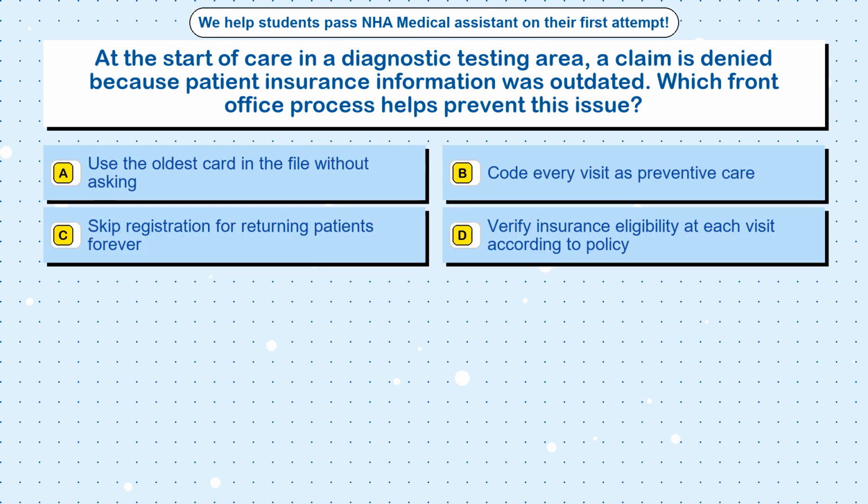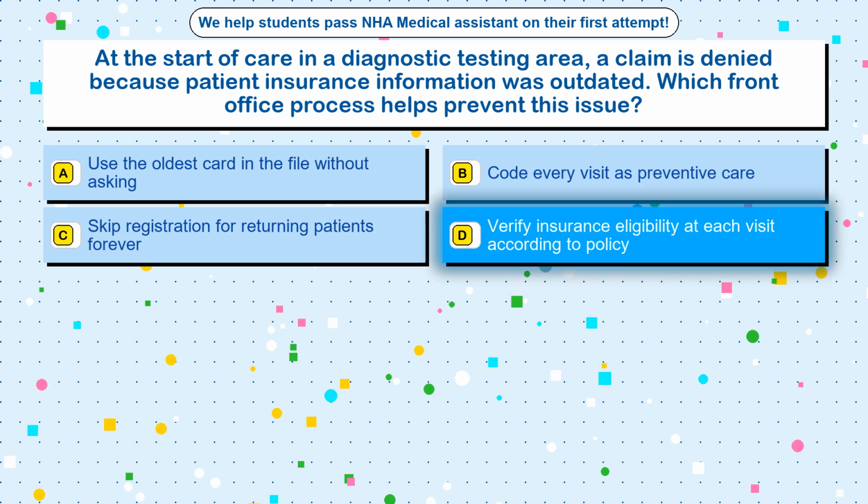Question 4. At the start of care in a diagnostic testing area, a claim is denied because patient insurance information was outdated. Which front office process helps prevent this issue? Option A. Use the oldest card in the file without asking. Option B. Code every visit as preventive care. Option C. Skip registration for returning patients forever. Option D. Verify insurance eligibility at each visit according to policy. The correct answer is option D.